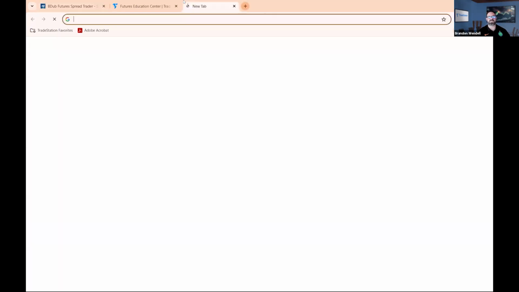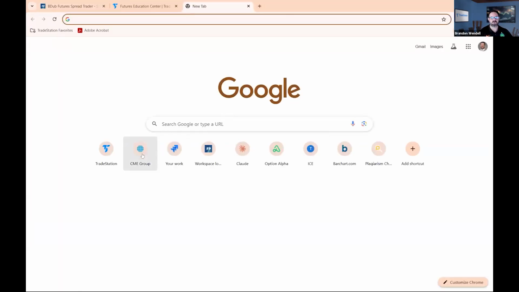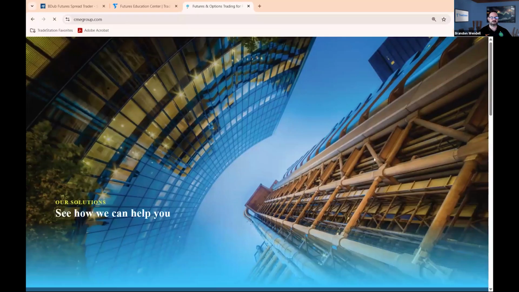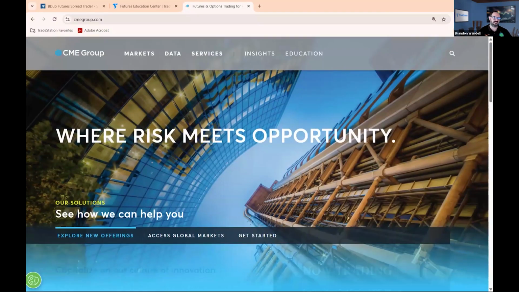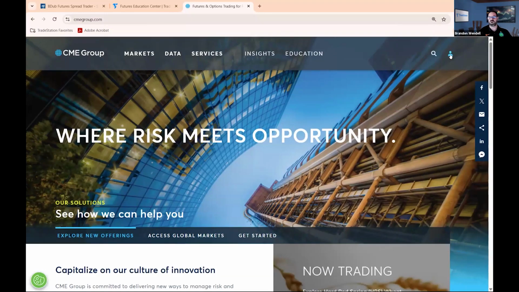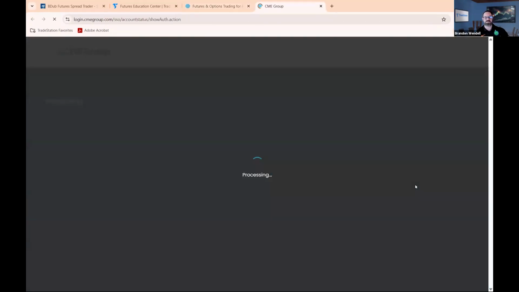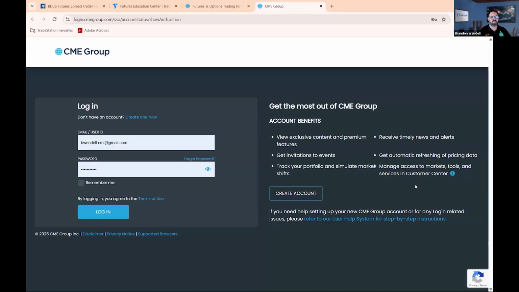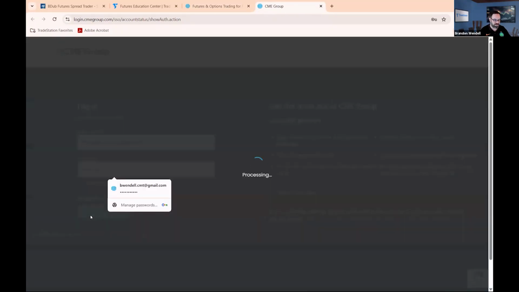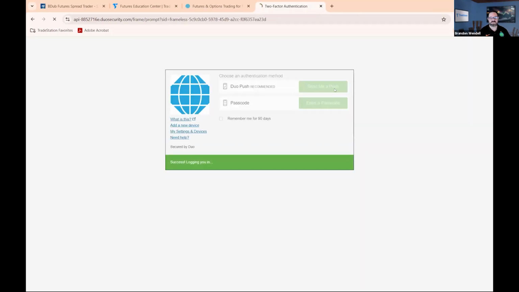And to get the margins, TradeStation uses a SPAN margin. So I actually go out to the CME Group. I think I might have mentioned this before. If not, we're going to do another section on margins as well. But you have to create an account here. So I go to my CME customer center and it's going to ask me for a Duo push to log in for protection. So let me get that ready here on my phone. There we go. Good security.